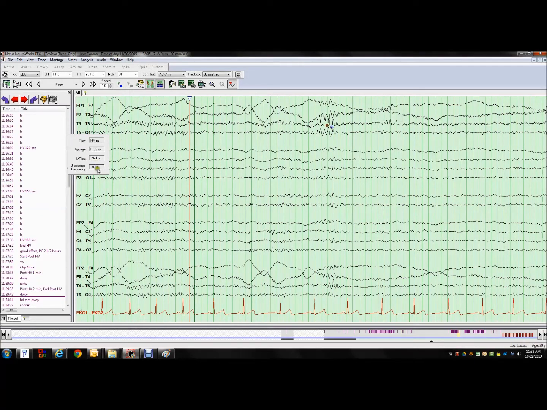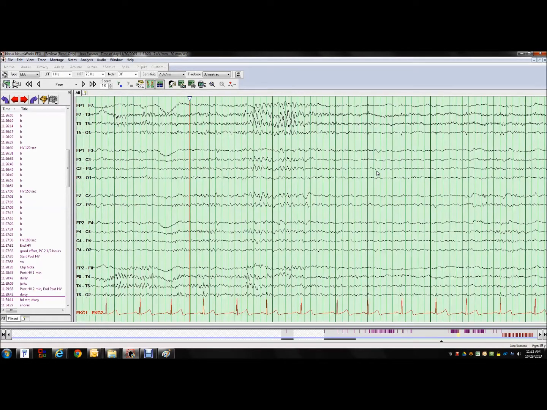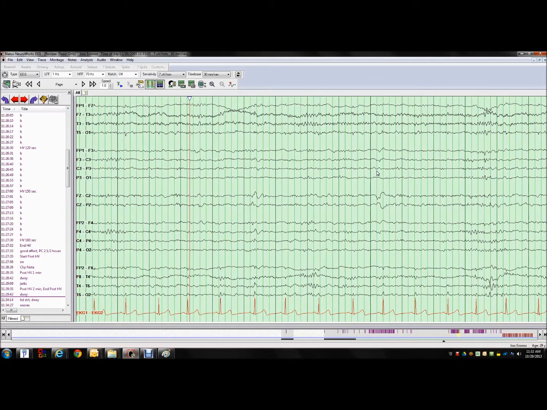Yeah, this is 6.97 hertz. That's theta range. In any case, they have a very sharp or spiky top, so that's why we call them wicket. Wicket, because they look like wickets, top of a fence, spikes. Okay, moving along.